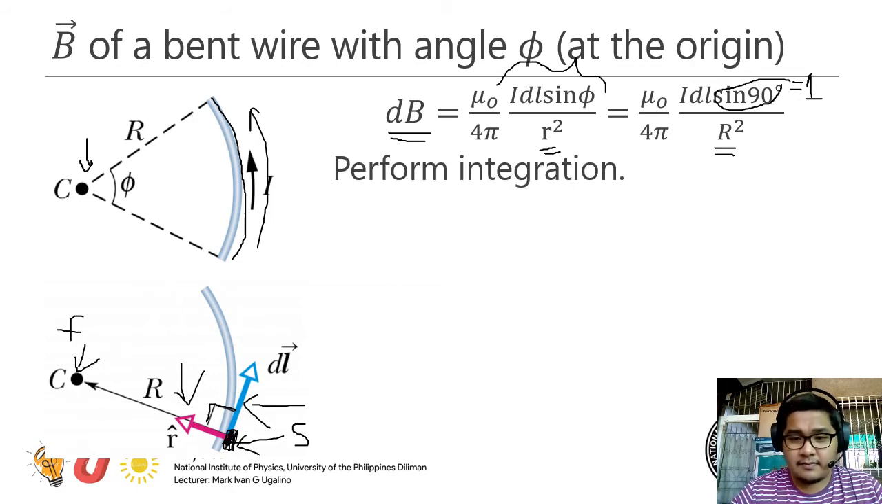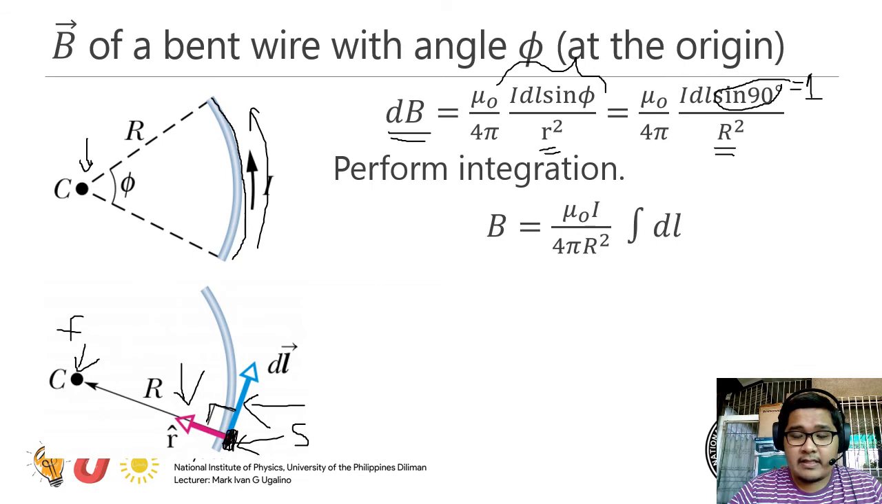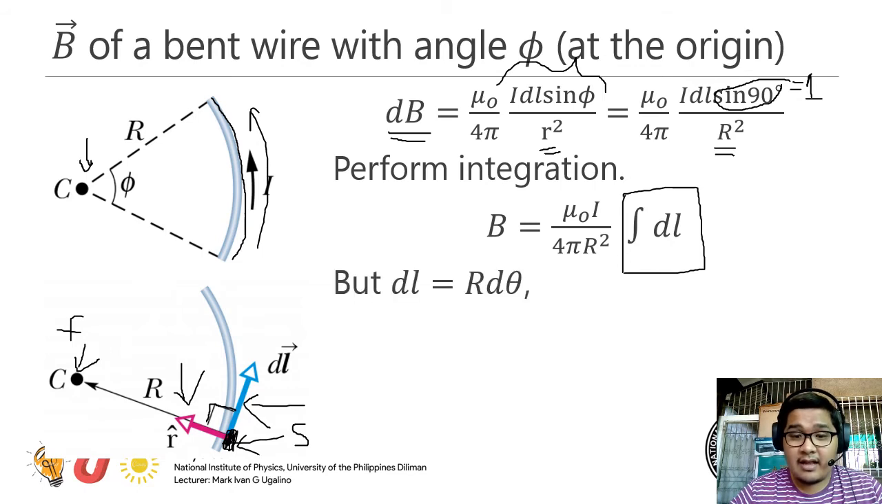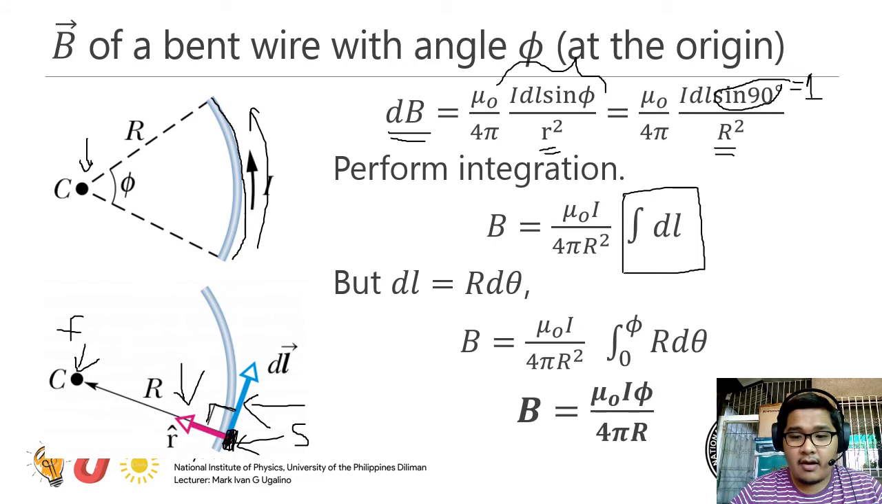And lastly, we can actually perform the integration. Since we already identified what sine phi is, what R is, what I is, we are left with an integration of dl, where dl is of course some R times phi.